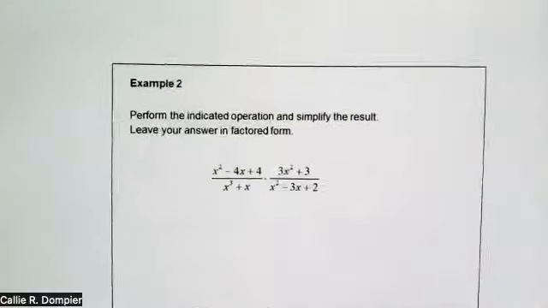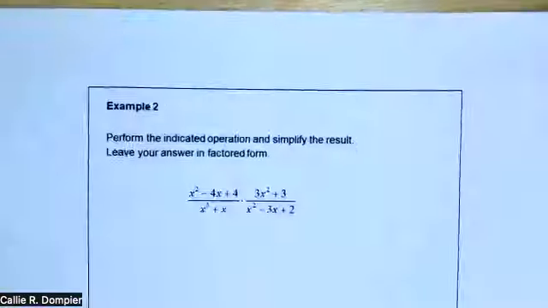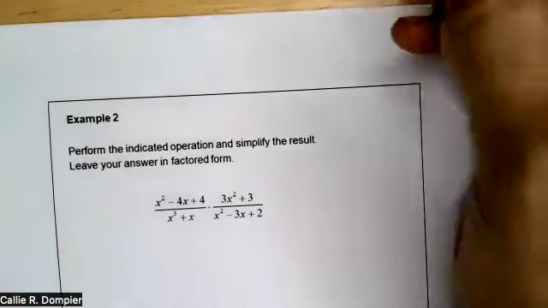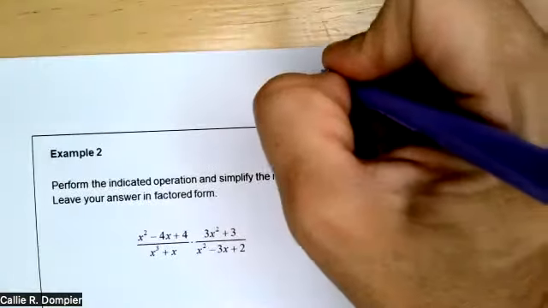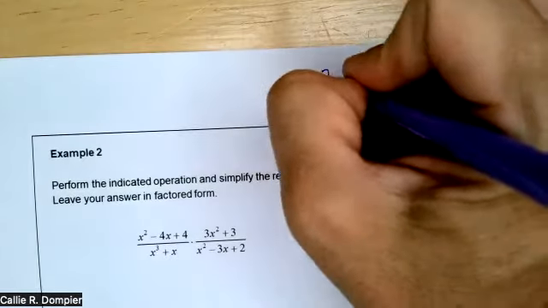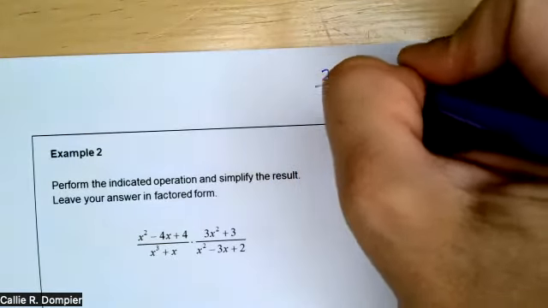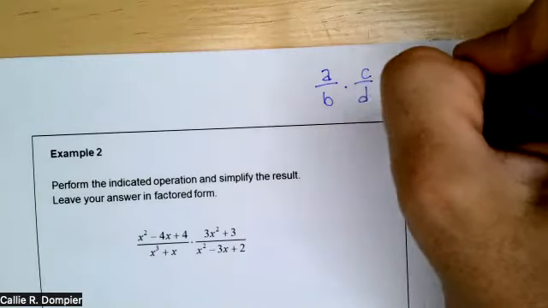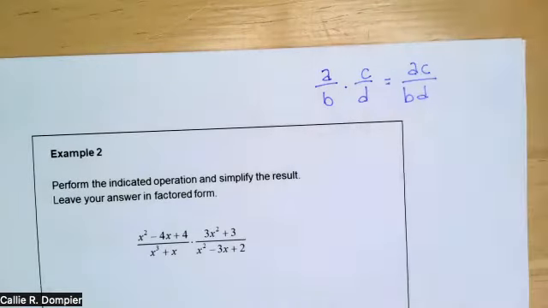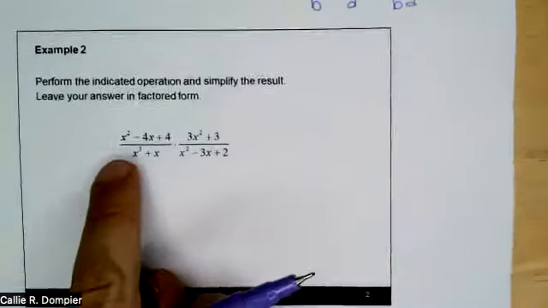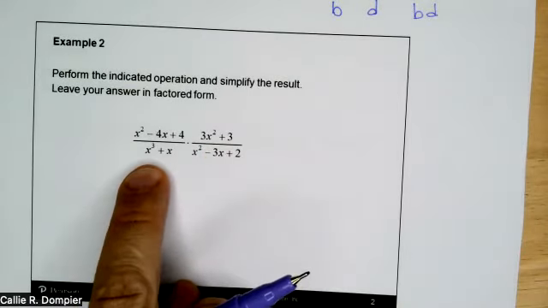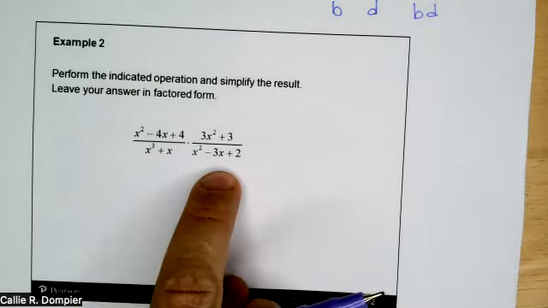Now we're going to go on to multiplying fractional expressions, okay? It says perform the indicated operation and simplify the result. Leave your answer in factored form. So when you're multiplying fractions, if I had the fraction a over b times c over d, right? I just go straight across. A times c is ac, b times d is bd. So here, I just have this trinomial times this binomial over this binomial times this trinomial.